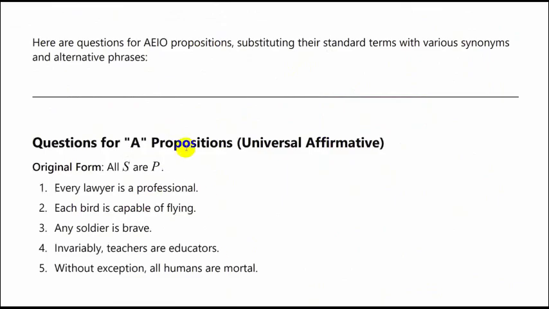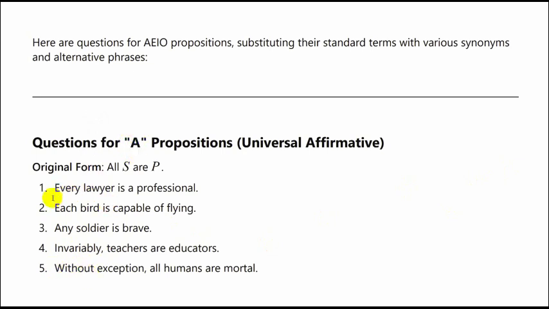In this video, we are looking at the substituted words or synonyms for the four types of propositions A, E, I, O, and how we can understand what different terms apply to which proposition. For example, every is not there in the four types A, E, I, O. Each is not there, any is not there, invariably is not there, without is not there. So what do each of these terms mean?